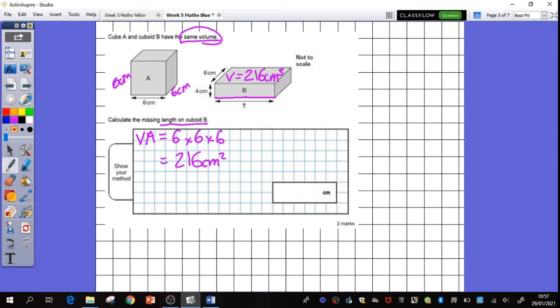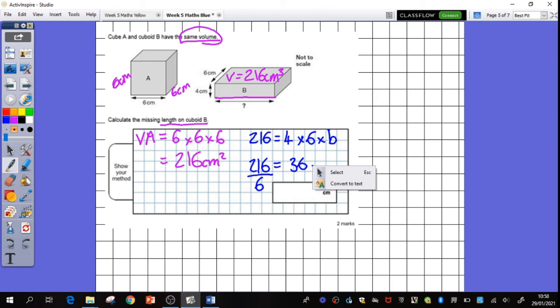So here's for the second part then. To calculate just one length of cuboid B, I'm going to have to work backwards. This time I know its volume, I know its height, I know its depth, and I'm trying to find its base. So I'm going to work backwards. I'm going to do the inverse. So first thing, let's do 216 divided by 6 first, which will give me 36.